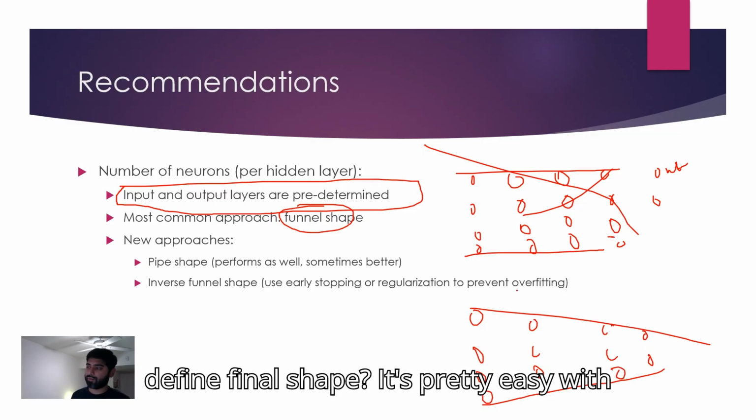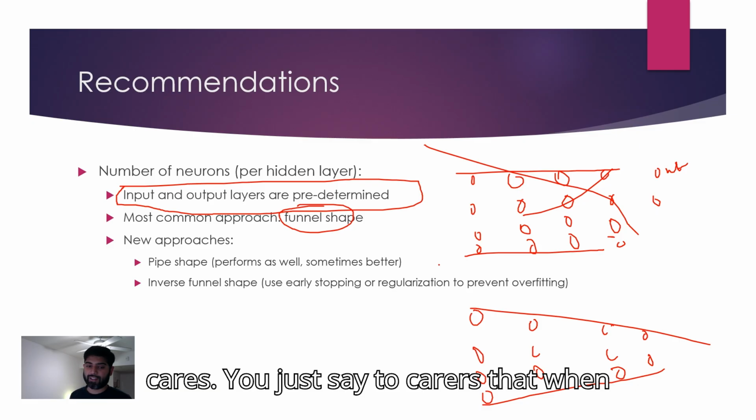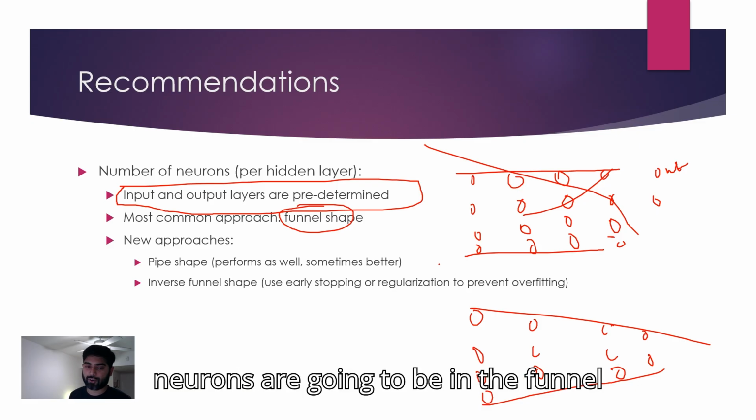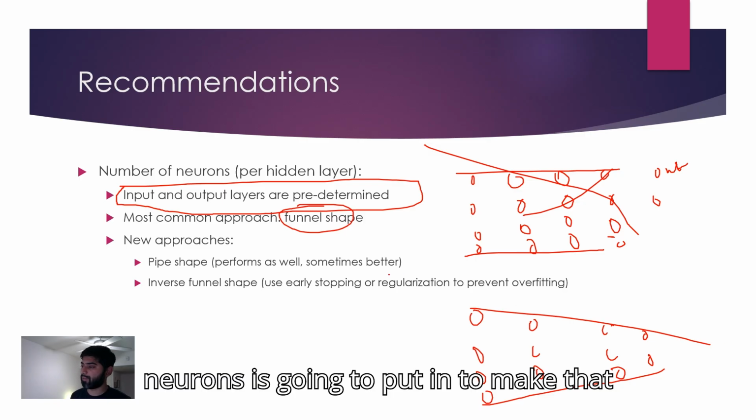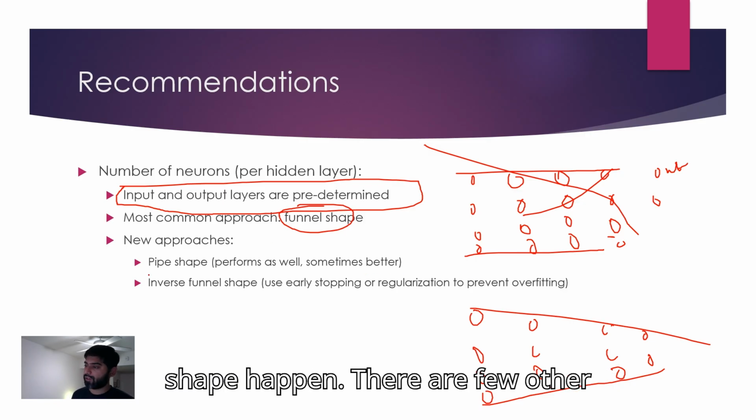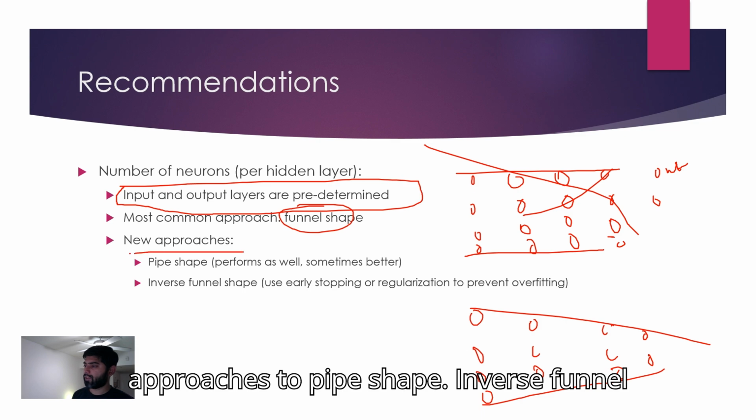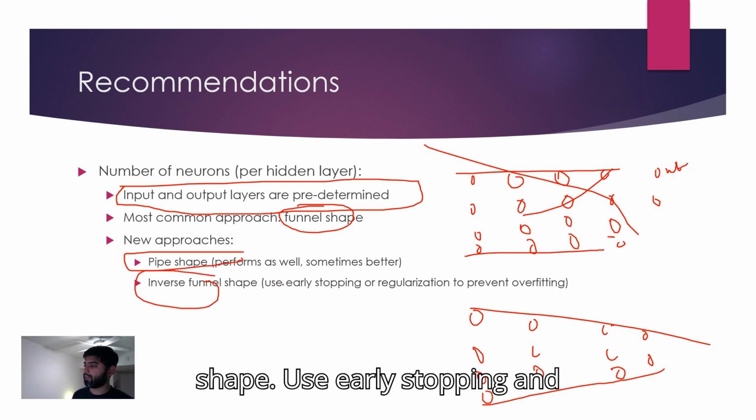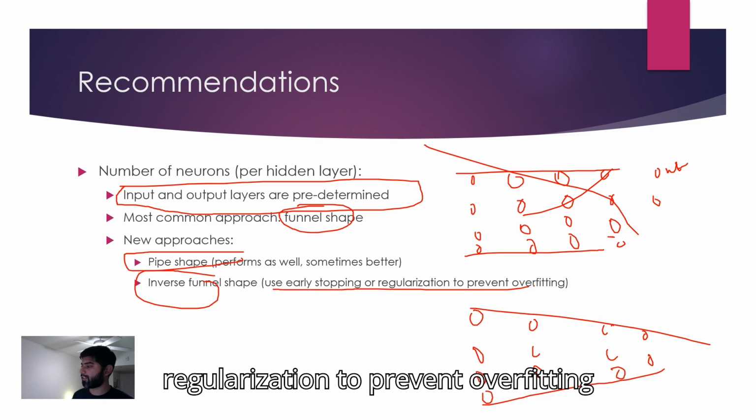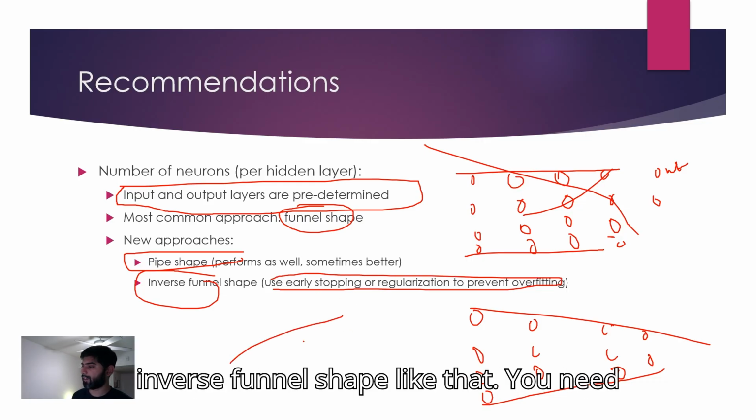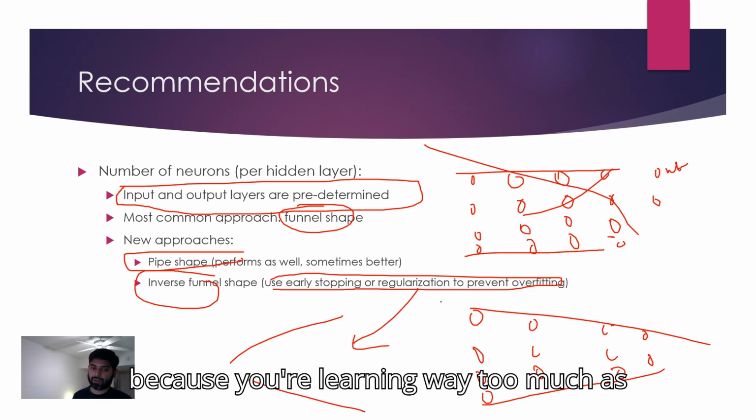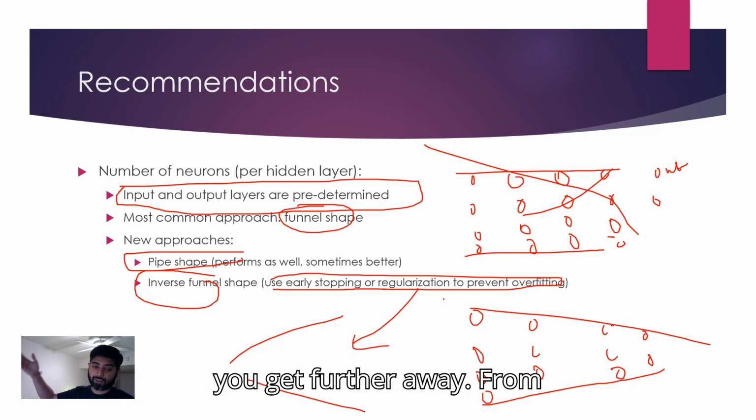How do we define funnel shape? It's pretty easy with Keras. You just say to Keras that my neurons are going to be in the funnel shape, and it takes care of how many neurons it's going to put in to make that shape happen. There are a few other approaches: pipe shape, inverse funnel shape. Use early stopping and regularization to prevent overfitting with this one. If you do an inverse funnel shape like that, you need to use regularization and early stopping because you're learning way too much as you get further away from the initial nodes.